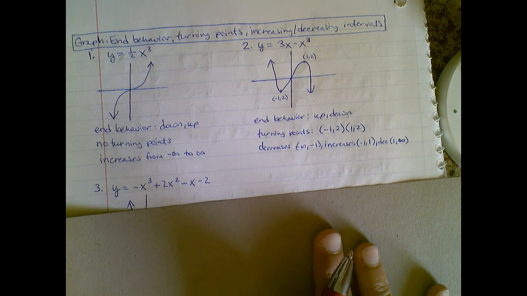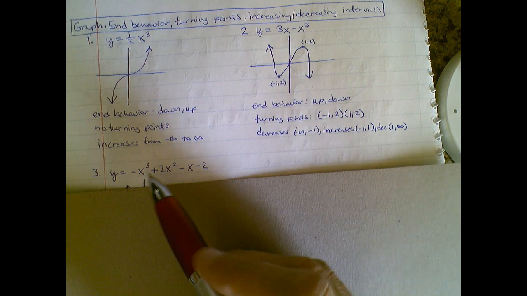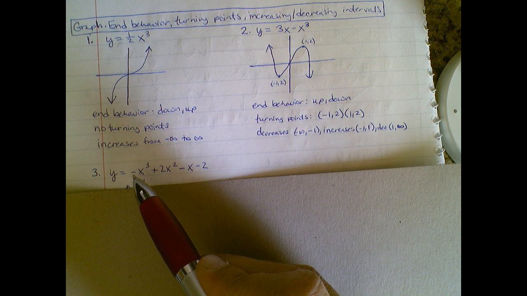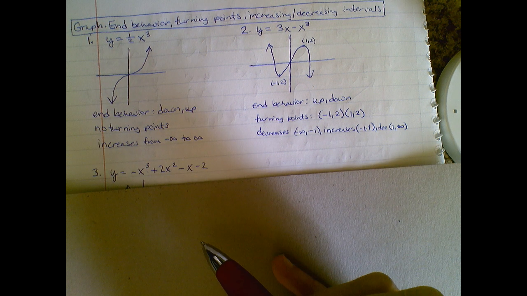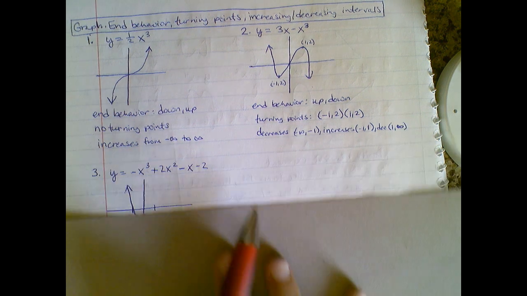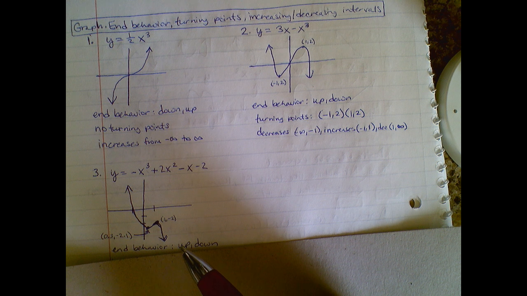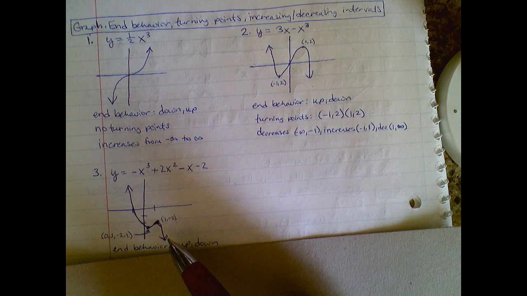So for this one, if we go ahead and graph it, right from the start, we know the arrows are going to be going opposite directions because this is an odd degree, and it's going to go from the arrows pointing up to the arrows pointing down. It's going to be decreasing overall from left to right because it is negative. So if we graph it, it looks similar to this. Okay, so we would say it's going up and then down for end behavior.